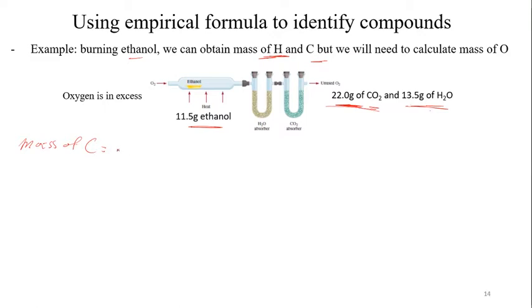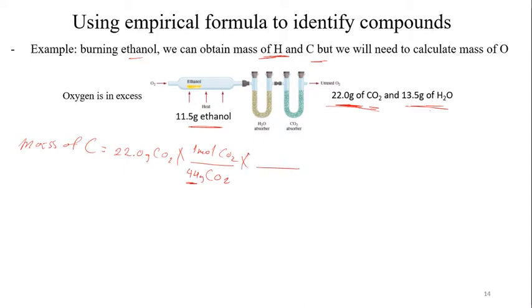To be able to get the mass of carbon in the 22 grams of carbon dioxide, I multiply the 22 grams of carbon dioxide by 1 mole of carbon dioxide divided by 44, the molecular mass of carbon dioxide.